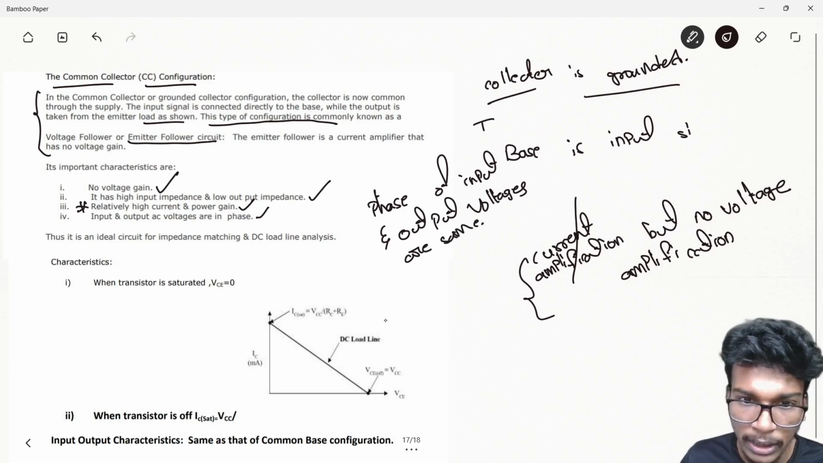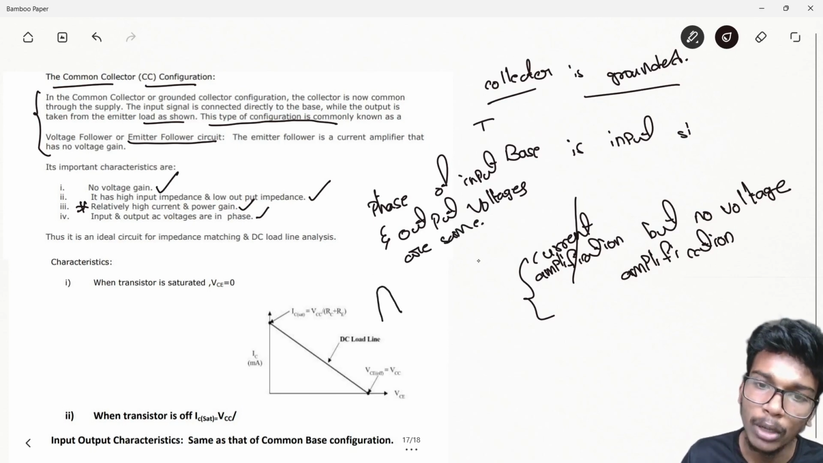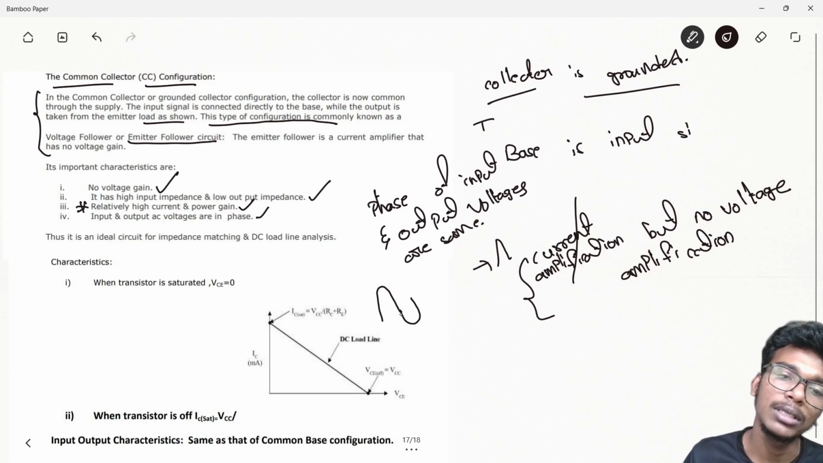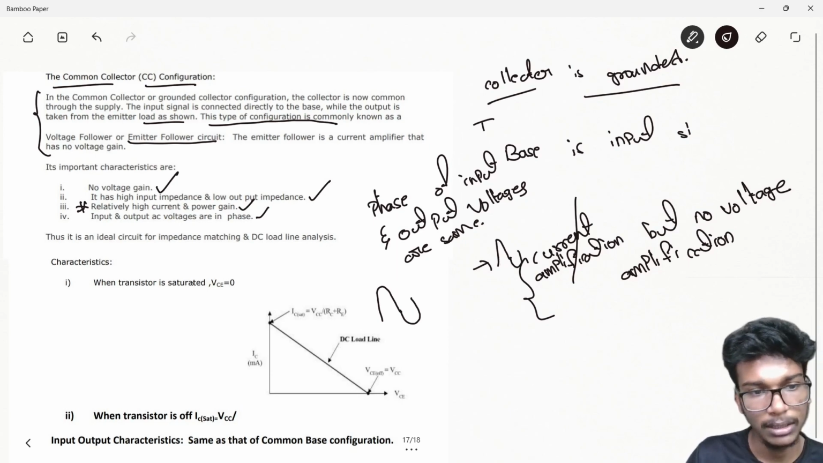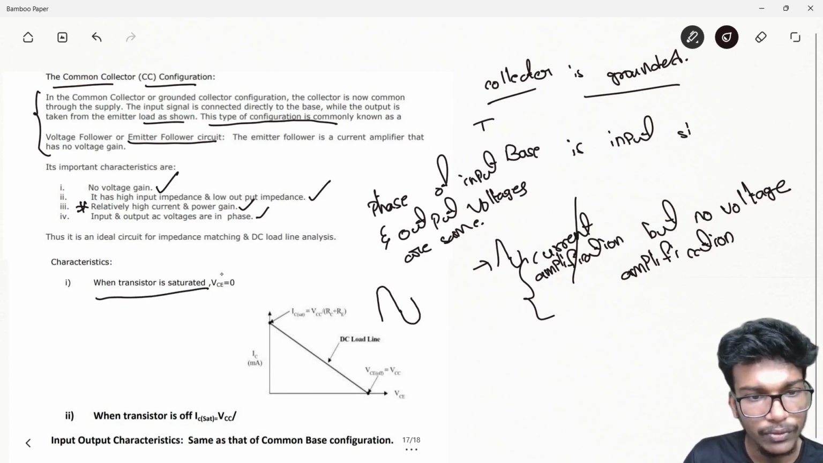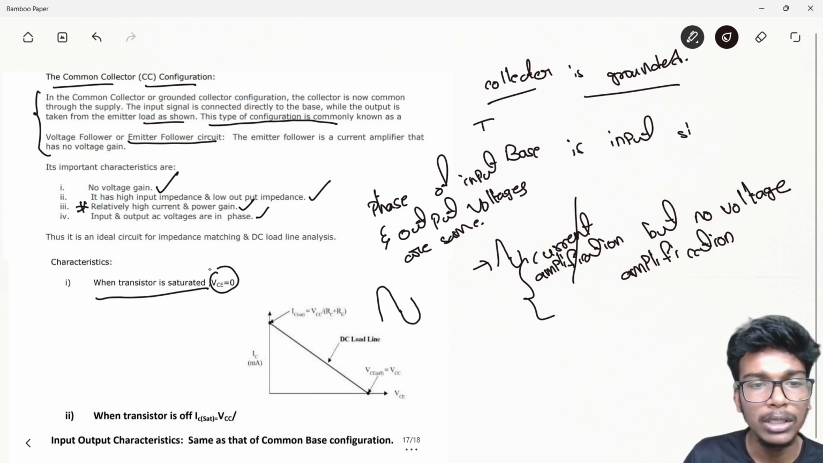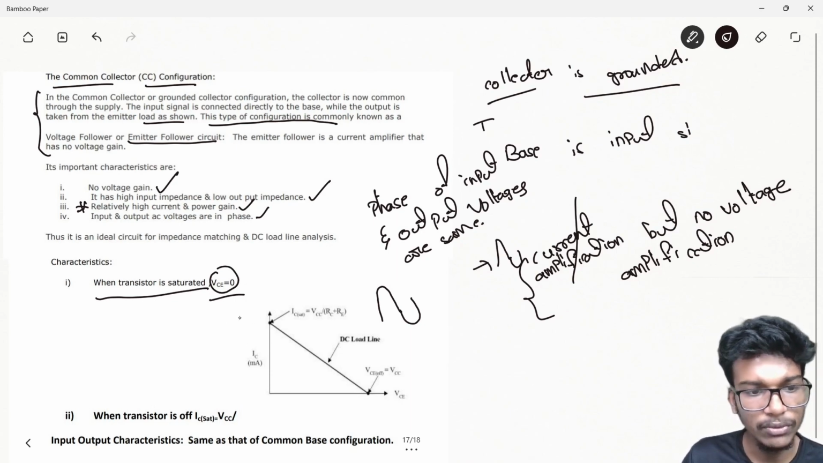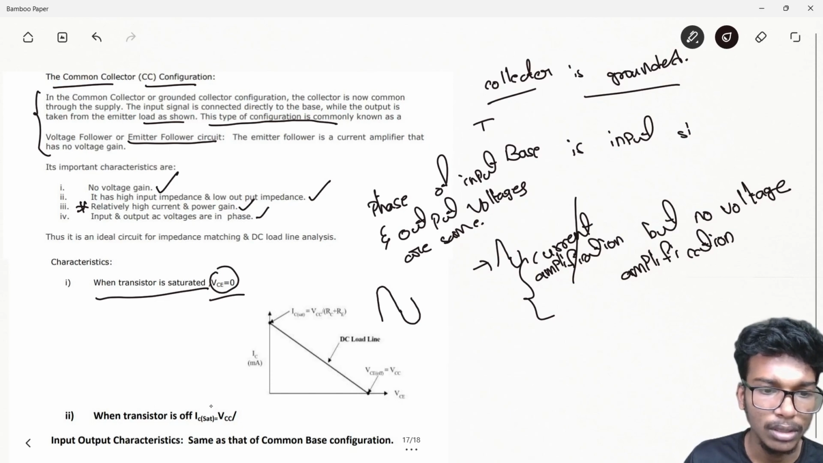In the sense, if you are going to send a positive part of a voltage, then you are also going to get the output as a positive part. If you are going to send a negative part of a voltage, that means sinusoidal, as the alternating current is sinusoidal in nature, we are going to get the output also as a negative voltage. Characteristics of this transistor: when the transistor is saturated, VCE will be 0, as we wrote no voltage gain. When the transistor is off, I saturate is equal to VCC divided by RC.